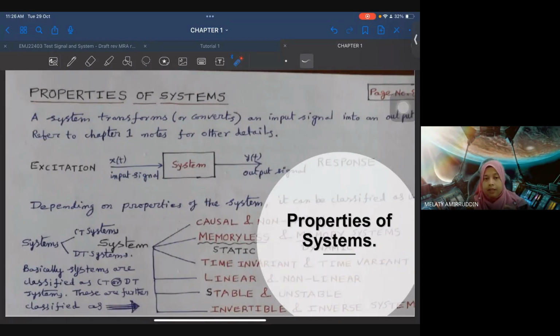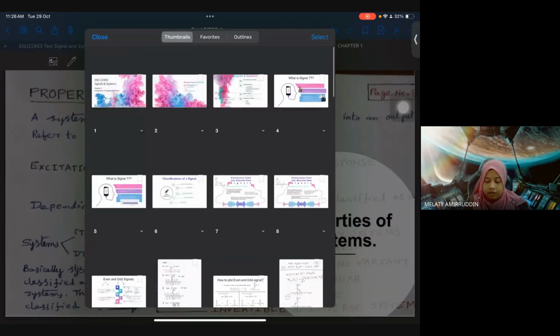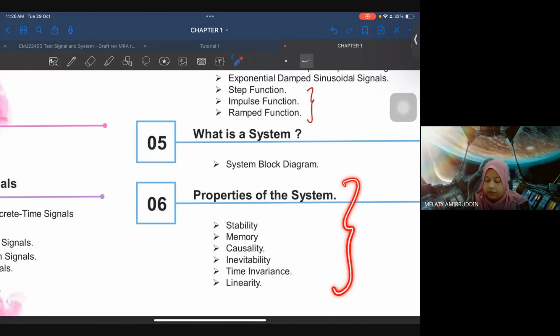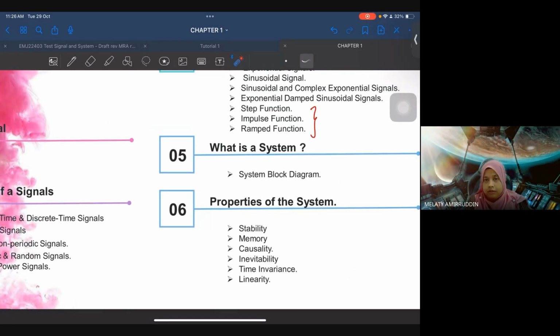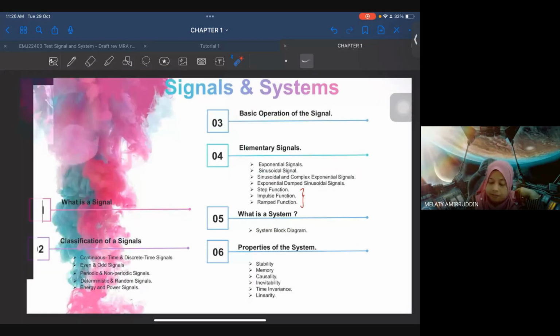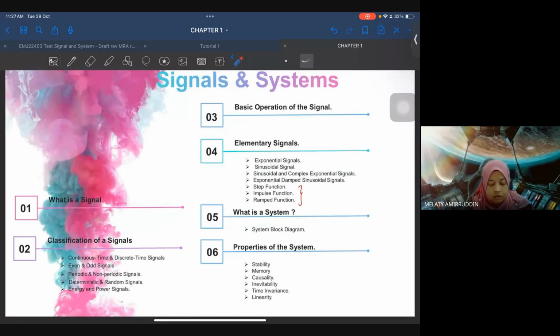Okay, and then we learn about the properties of system. This is the properties of system. Okay, this is the last one. Okay, so Friday class, I think we can proceed to chapter 2. Okay, properties of the system.